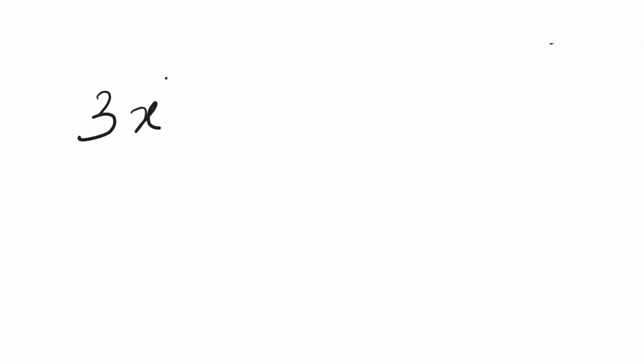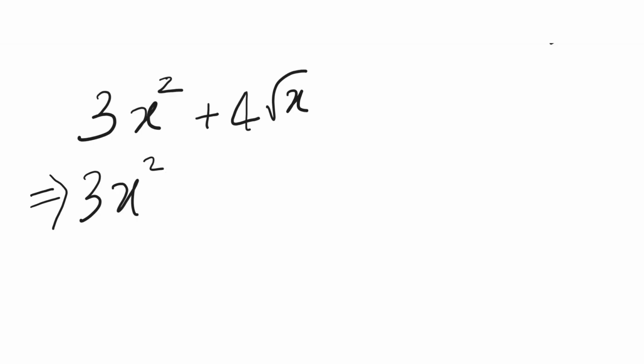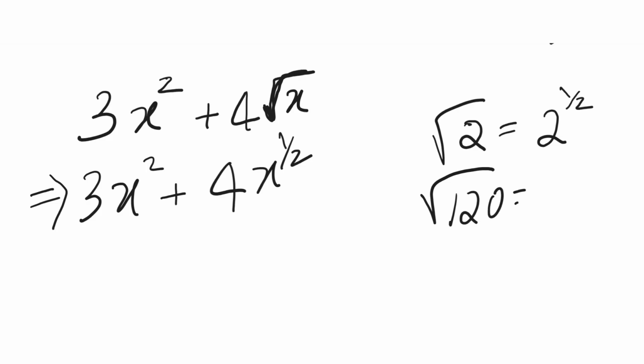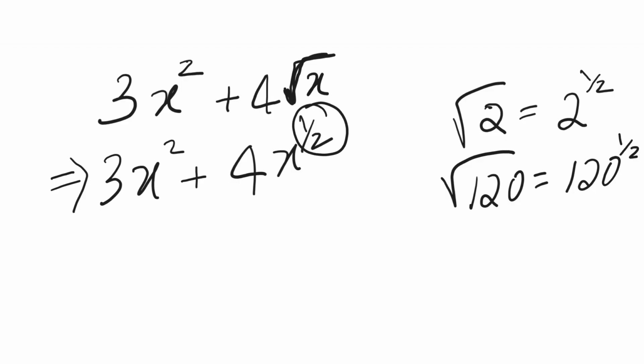So 3x square plus 4 root x. Now this is not a polynomial. The reason is I can write this expression in terms of power. I'm manipulating my root x to become a power, and in terms of power it is expressed as 1 by 2, because anything raised to the power of half is basically the square root. So the square root of 2 can be written as 2 to the power of 1 by 2. The square root of 120 can be written as 120 to the power of 1 by 2. So here I have half, and half is not a whole number, hence this expression won't be a polynomial.